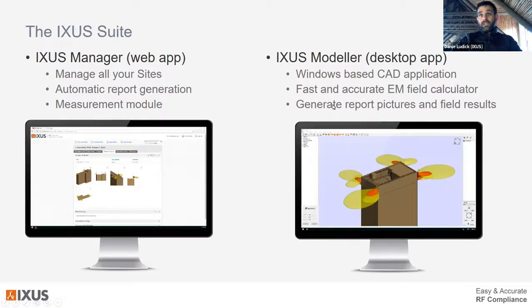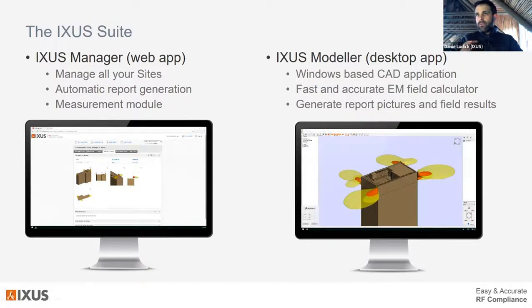Then where the actual magic happens in terms of RF calculations is in the IXUS Modeler, which is a desktop application. It's a Windows-based desktop CAD application, to be exact. In that tool, you will generate the buildings, draw your shapes and sizes, and import things like blueprints and Google Maps to model your site. These are the IXUS modelers, the people drawing the site. Then you also position and apply your antennas at particular points, like these points over there. And then you generate the results.